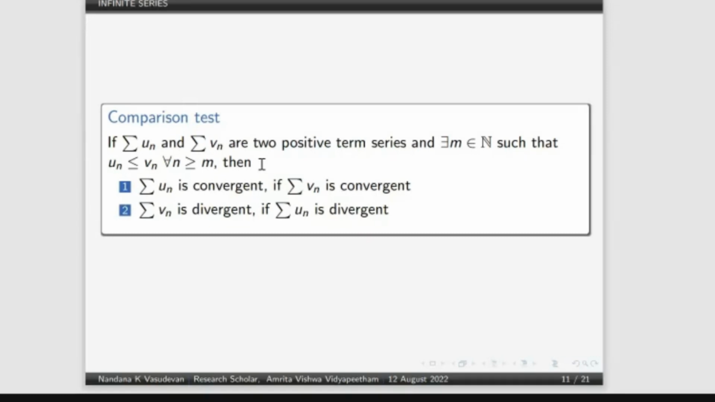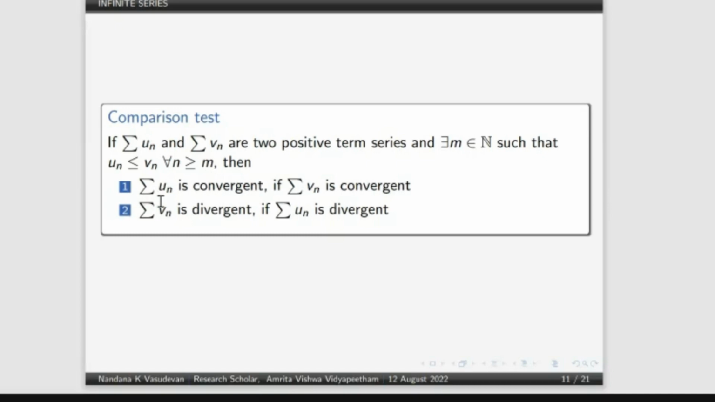It should be a positive term series. So if series un and vn are two positive term series, and I can find a natural number m such that after that m, all the terms are comparable for un and vn. That is, un less than or equal to vn for all n greater than or equal to m. It's not required that this inequality holds from the very first term onwards. At least we can find some value after which this inequality holds.